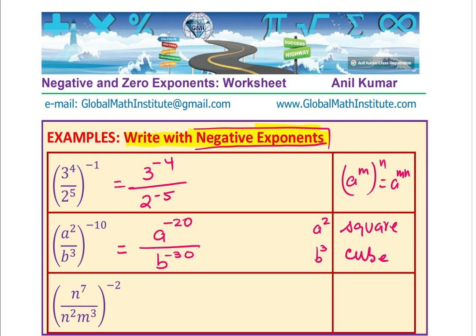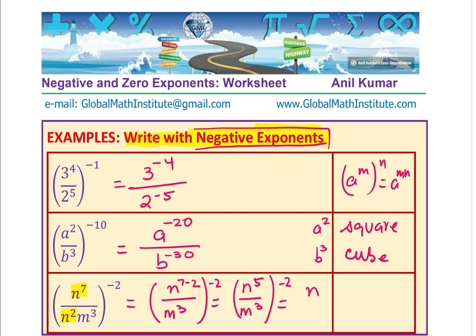Next one here. Now, you see n to the power of 7 and n to the power of 2 written here. That could be simplified. Perfect. So we'll actually simplify and then write it as the negative exponent. So inside, n to the power of 7 minus 2 and then we have m cubed, right? And to the power of minus 2. That basically becomes n to the power of 5 over m cubed and the power is minus 2. And when you multiply, we get n to the power of minus 10 over m to the power of minus 6. Make sense? You may have to simplify at times to get to the result.